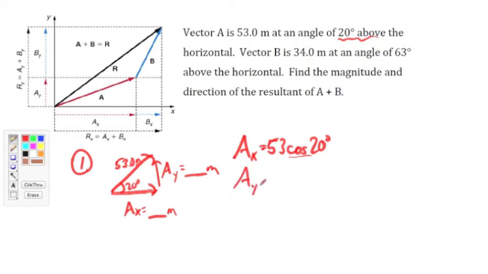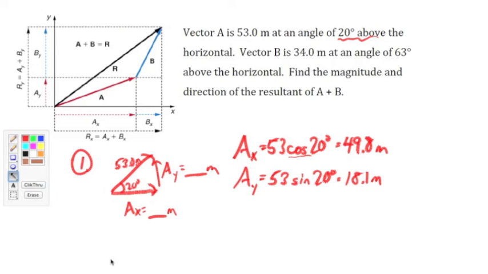We could figure out 53 times the cosine of 20. AY will be 53 times the sine of 20. And then we'll plug into our calculator and check that out. So we'll figure out that our AX is 49.8. Remember, like we said before, this will have the same units as the original. We can only get displacement meters out of meters, and so on. 49.8 meters to the right, 18.1 meters up.